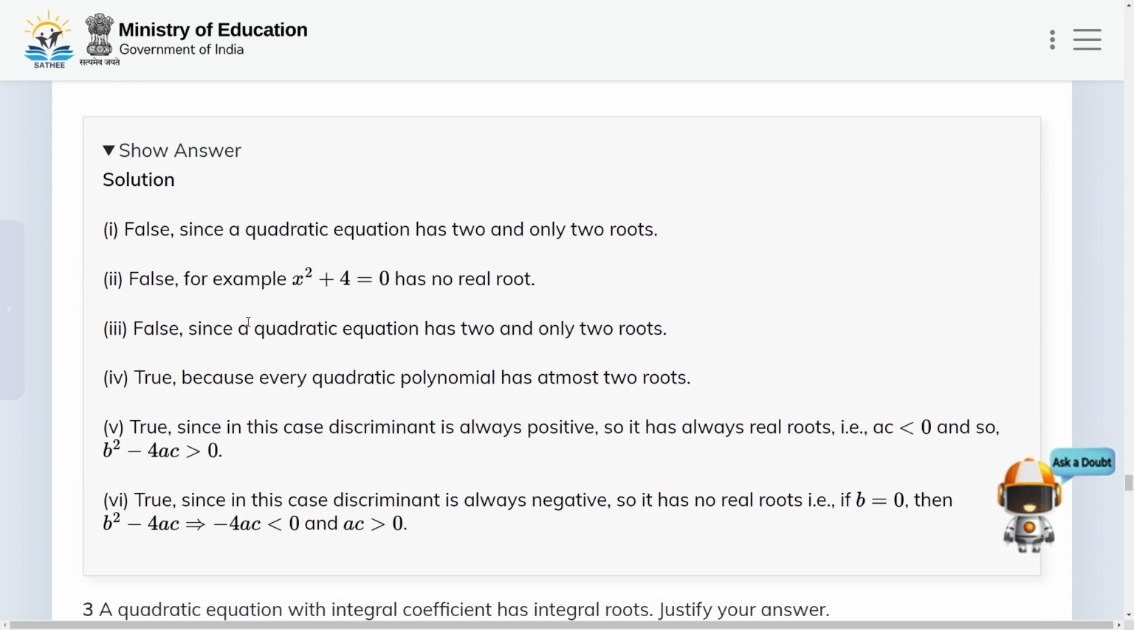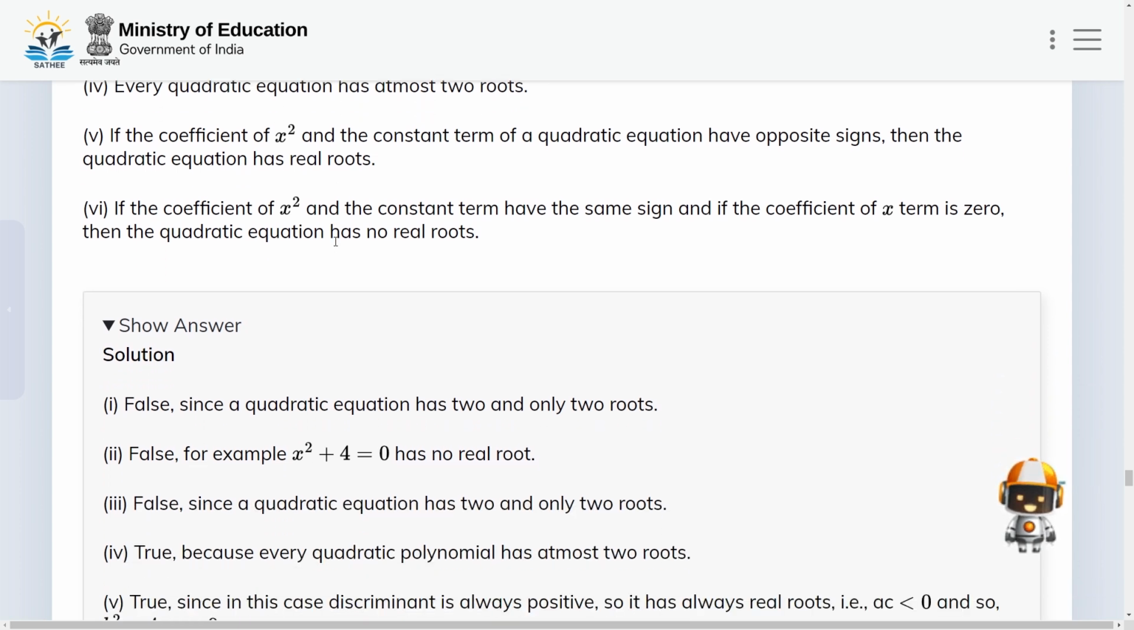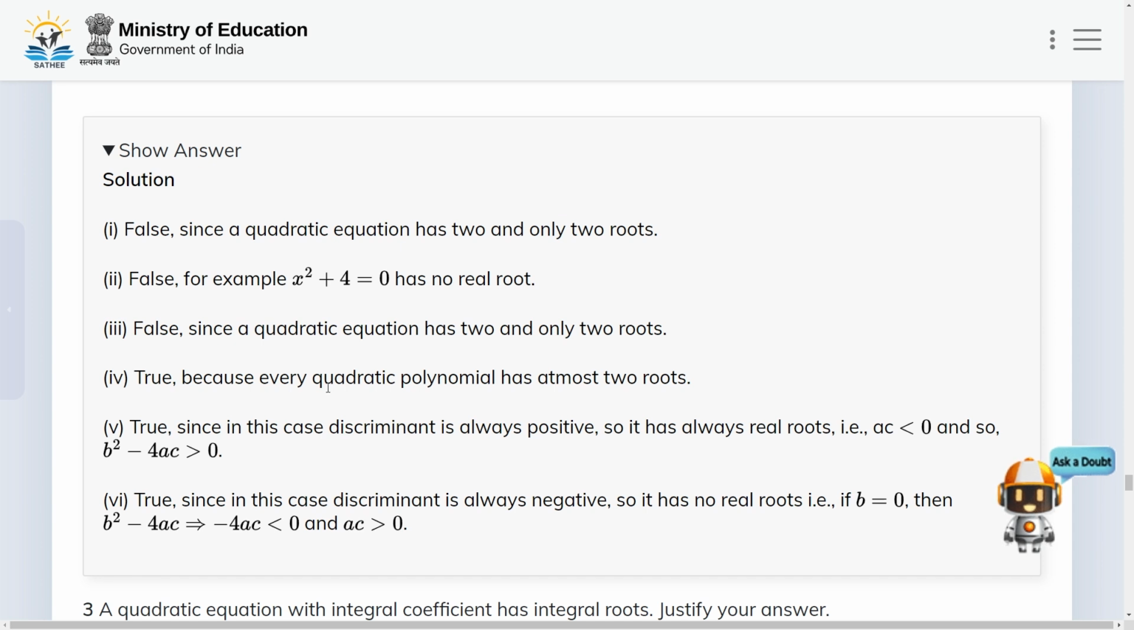So the third one is also false, since a quadratic equation has at most two roots. And the fourth one: every quadratic equation has at most two roots. Yes, this is true, because every quadratic equation has at most two roots.